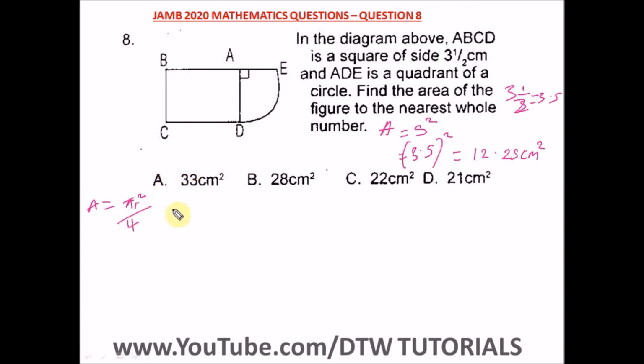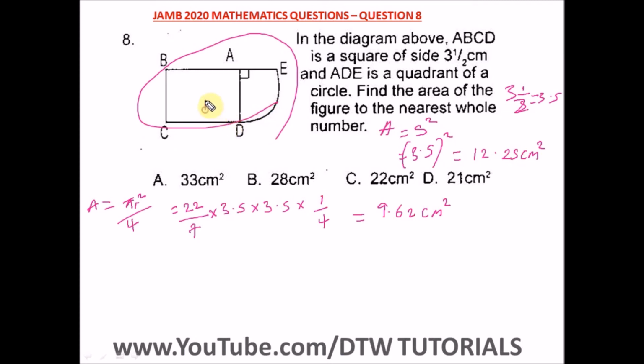So if we are to solve for this, we have 22 over 7, which is our pi, times the radius, which is 3.5, in two places, 3.5 times 1 over 4. If you do this calculation with your calculator, we'll be left with the area of the quadrant as 9.62 centimeters squared.